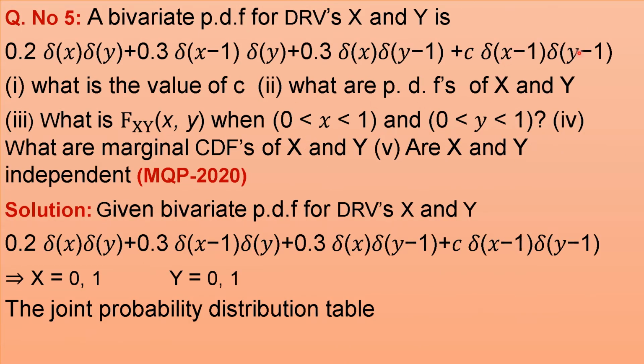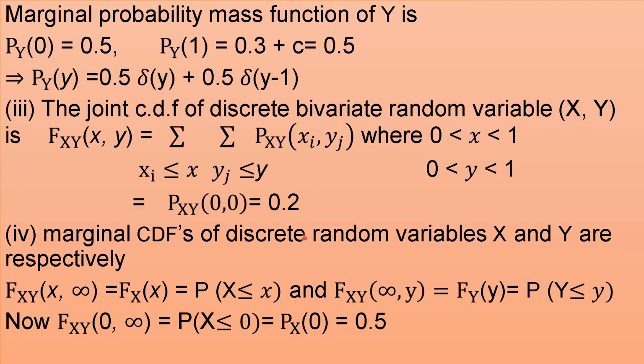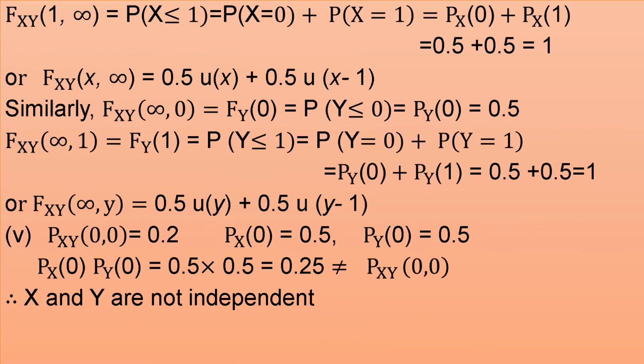Probability that x is 0 and y is 0, and x is 0, y is 1. That means the sum of those probabilities is nothing but px of 0, the marginal probability mass function of x for x equal to 0, which is 0.5. If I take x as 1, then it is the probability that x will be less than or equal to 1, meaning probability that x is 0 plus probability that x is 1.